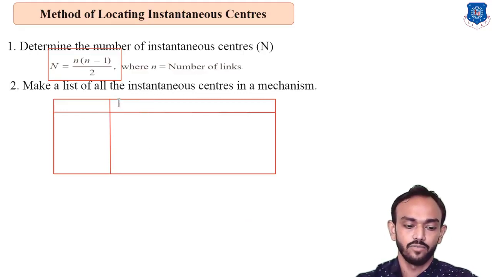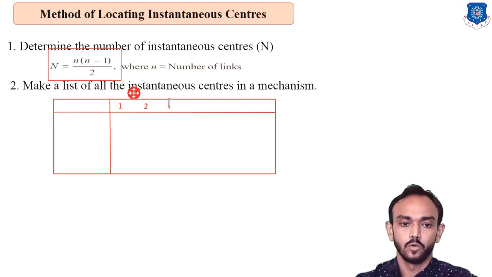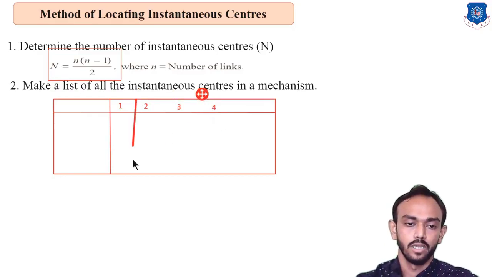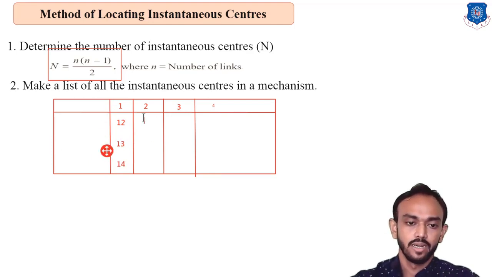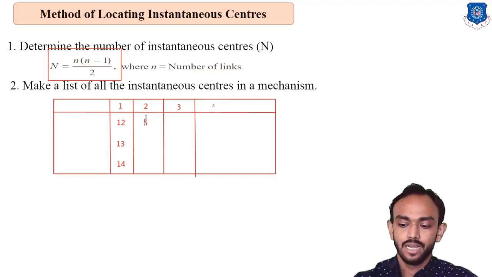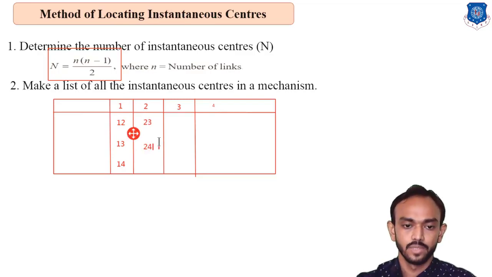Like check here, first of all, 1, 2, 3 and 4. If 4 links are there, I am making 4 here. For first will be 1, 2, I12. After that I13, and after that I14. Next will be I23, then I24. Next 3, 4.